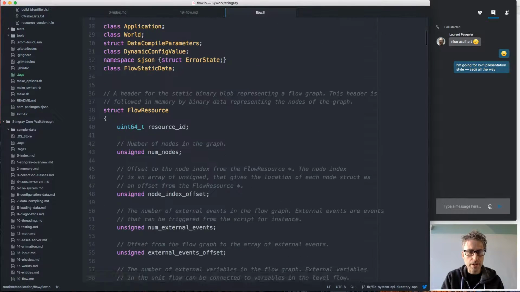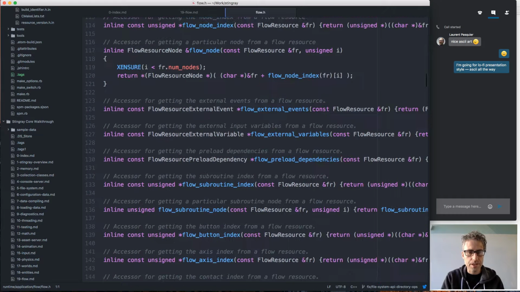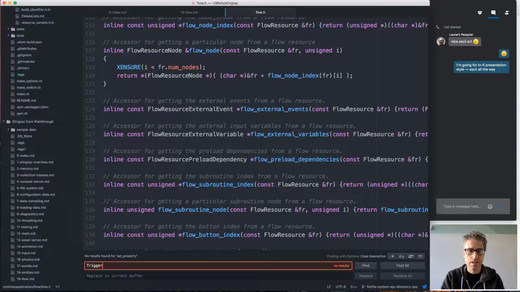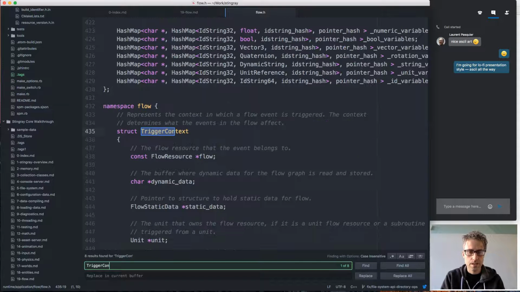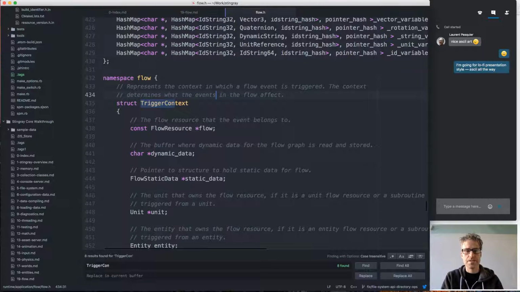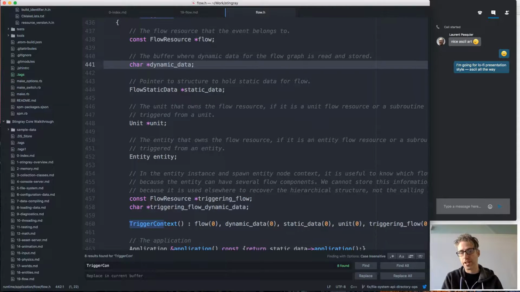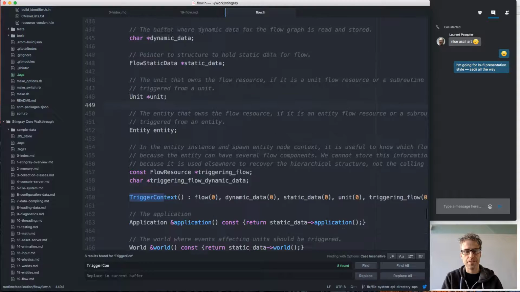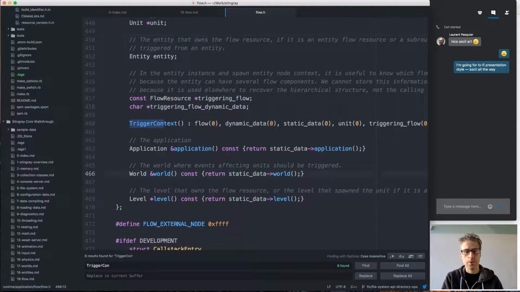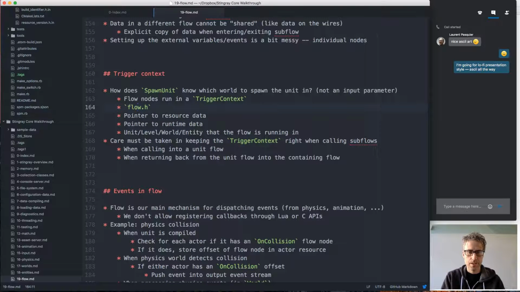We have somewhere here the trigger context. Yeah, so it's just a struct with all the necessary data here. This is the flow resource, static data. This is the dynamic data for the current instance that we're executing, our unit, our entity, and so on, the world, the level. Some information there.